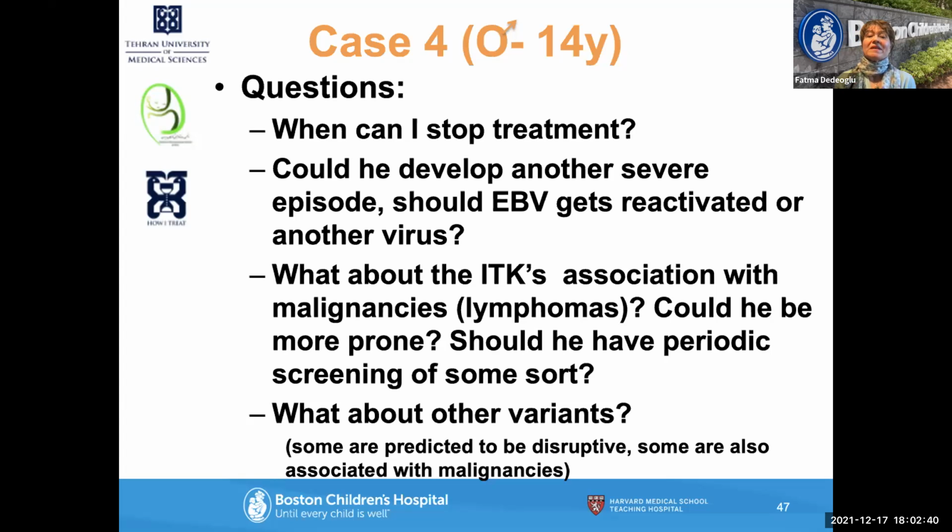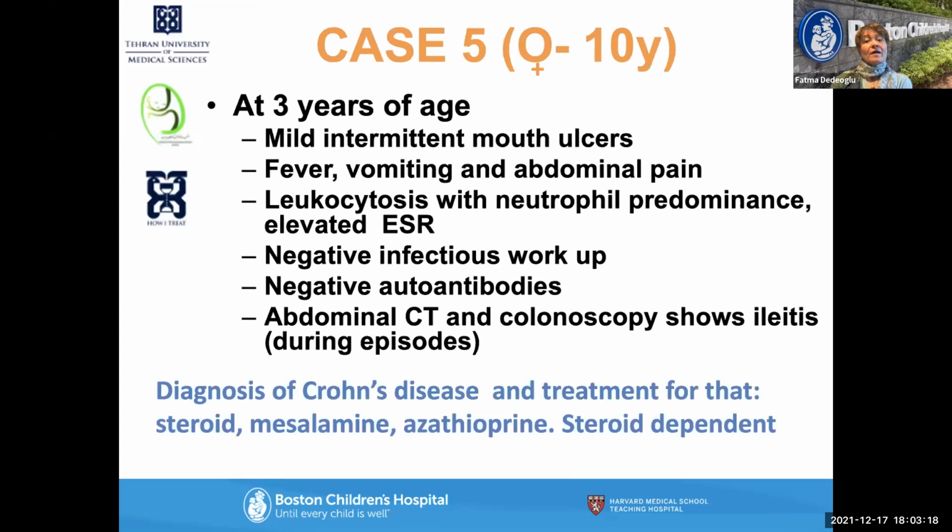But that's why I'm in a dilemma of, when can I stop this treatment in this patient? He's doing really well, but I'm wondering if I need to continue long-term, because if he has another HLH episode, could he be in a more severe situation? And when I read about ITK, I see there's an association with malignancies, lymphomas, and could he be more prone to that? How do I follow that? How do I do periodic screening? And then there are other variants. How do I study those variants? So again, I'm coming with more questions, but this is the approach and how I'm trying to cruise through these patients in the clinic.